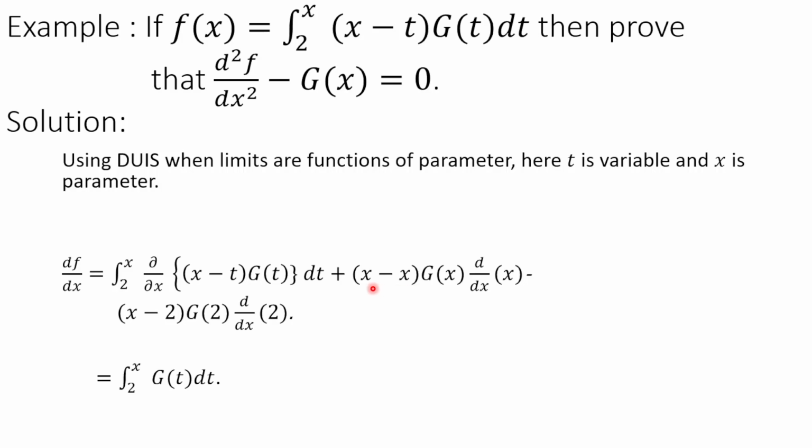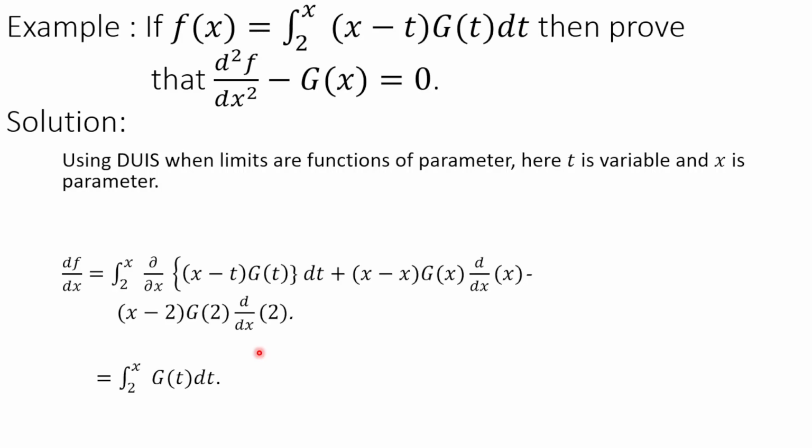This term, x minus x, will give you 0. Minus (x minus 2) g of 2, but then d by dx of 2 will give you 0 once again. Hence, this entire term is only integral 2 to x g of t dt. So what we got is df by dx is equal to integral 2 to x g of t dt. So we have applied DUIS when your limits are functions of parameter.